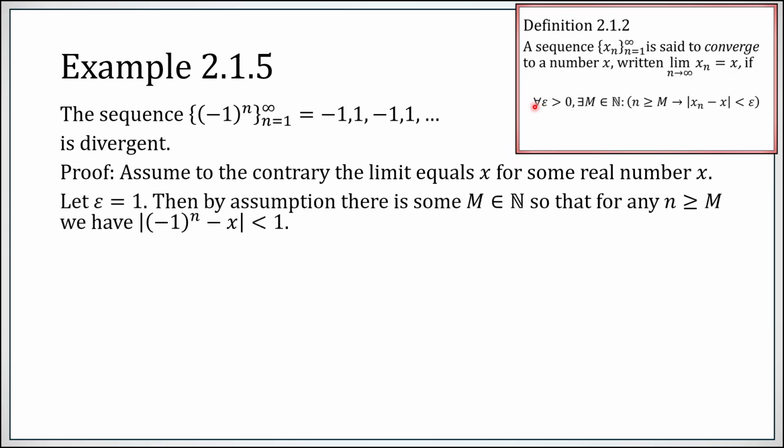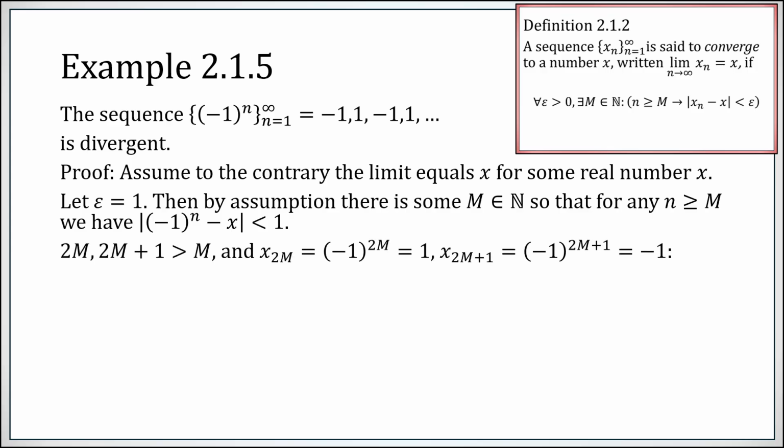Well, this has to apply for every positive epsilon. So pick epsilon equal to 1. There must exist a capital M, so that as long as n is bigger than or equal to capital M, the distance from x_n to our proposed limit x must be less than epsilon, and we picked epsilon equal to 1. So (-1)^n minus x must always be less than 1, at least once n is bigger than or equal to this cutoff index, capital M. But whatever M is, both 2M and 2M plus 1 are bigger than it. So I have an even number and an odd number bigger than M.